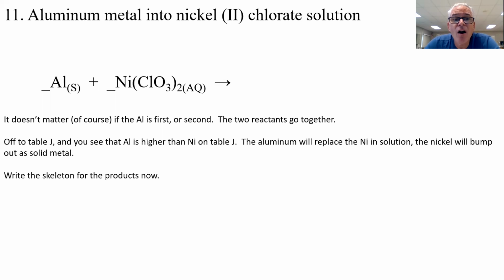Now, aluminum atoms go into an ionic aqueous solution, set up for a single replacement reaction. So let's see if it's going to happen. We look at table J. Aluminum and nickel are both on table J. Aluminum is more reactive than nickel. Aluminum is higher on table J. So the aluminum is going to replace the nickel in solution, and the nickel is going to get bumped out.